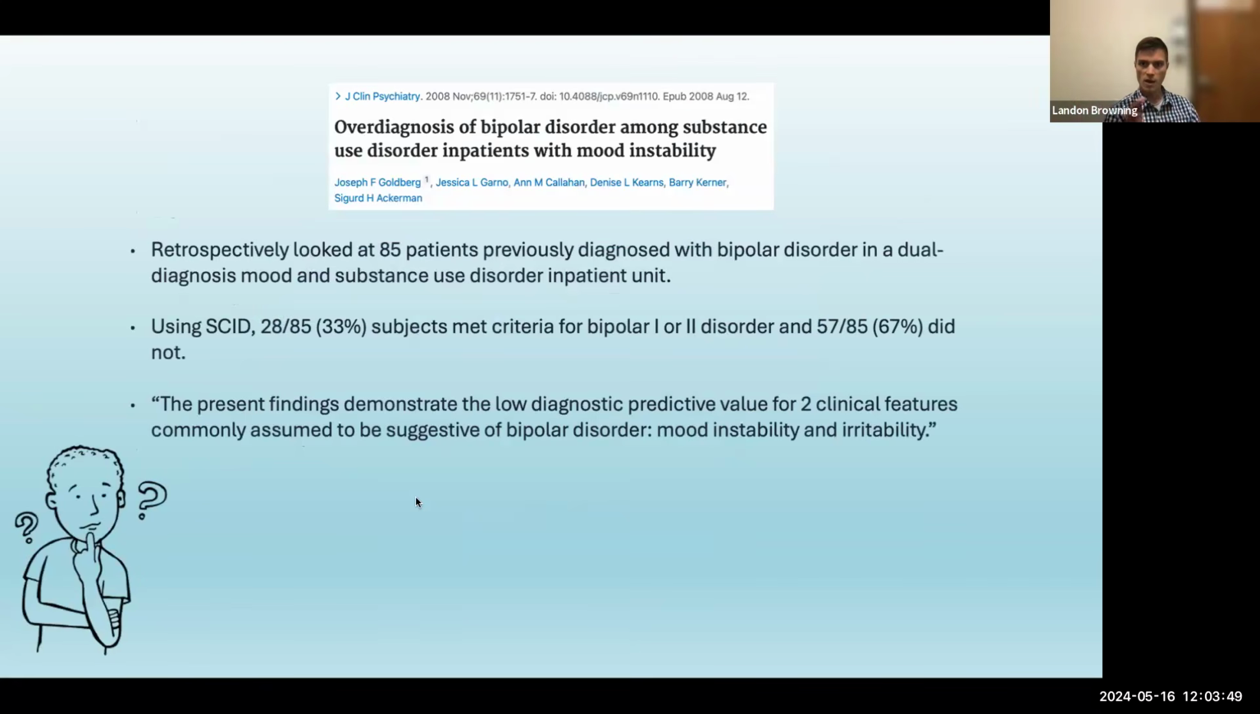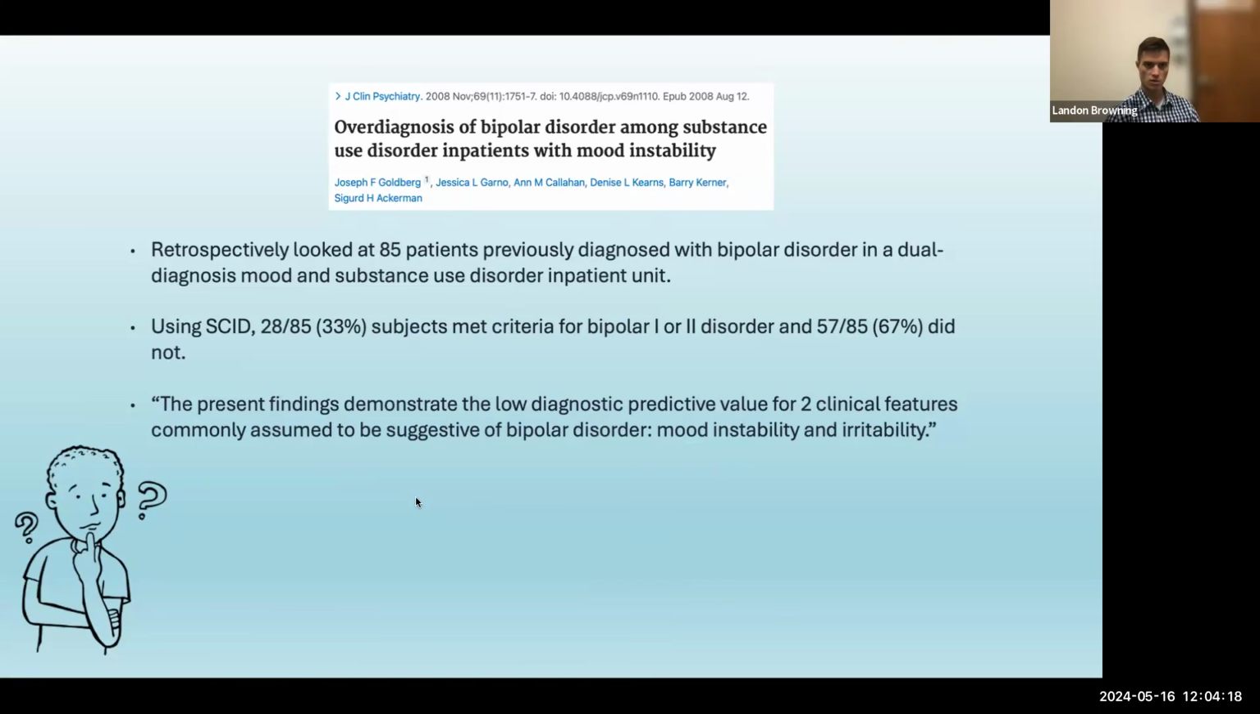So with a search on PubMed, I could see that it looks like it's a phenomenon happening around the country, and others are noticing as well. Here's a 2008 paper from the Journal of Clinical Psychiatry called Overdiagnosis of Bipolar Disorder Among Substance Use Disorder Inpatients with Mood Instability. They retrospectively looked at 85 patients previously diagnosed with bipolar disorder in a dual diagnosis mood and substance use disorder inpatient unit.